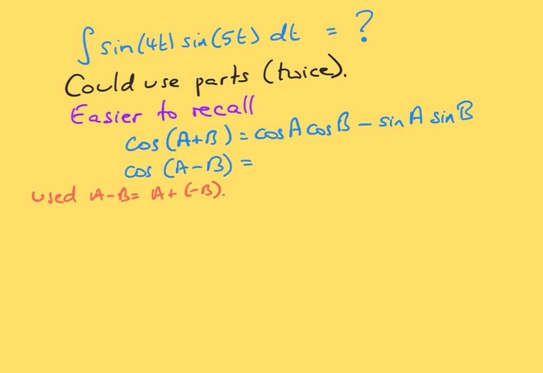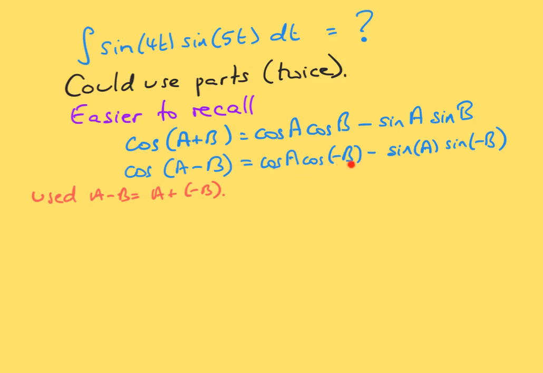So this formula here, we can rewrite using this. It's just that everywhere where we had a b, we're going to replace it by minus b. So we have the cosine of a, that doesn't change, the cosine of minus b, and then minus the sine of a times the sine of minus b. So let's look at this formula. Here the cosine of a minus b is just what it is.